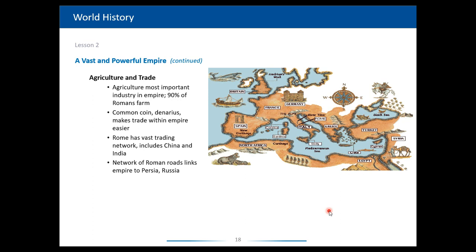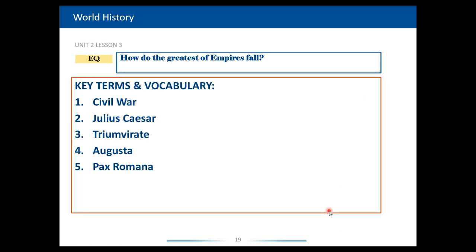And Rome has a vast trading network, including China and India. The network of Roman roads links the empire to Persia and Russia. The vocabulary for this section: Civil War, Julius Caesar, Triumvirate, Augusta, and the Pax Romana.